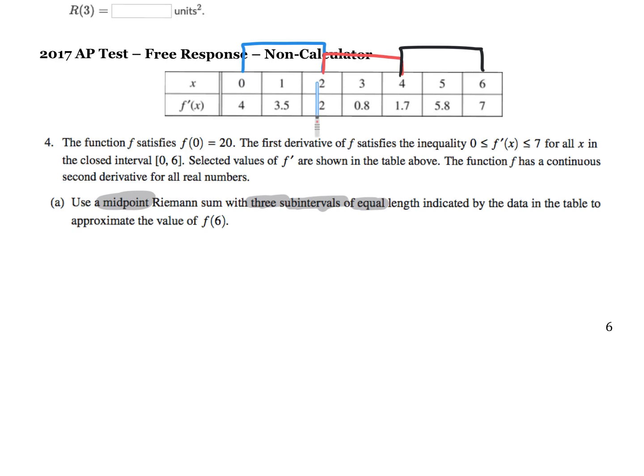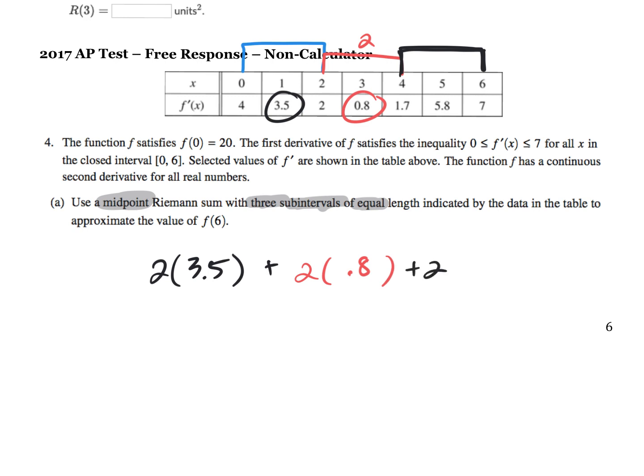2. To go from 0 to 2, the base would be 2. The middle height: the middle one is between these two. The middle height would be 3.5. My red rectangle has a base of 2. The middle height is 0.8. Well done. My black rectangle has a base of 2 and a middle height of 5.8. Are we done? Yeah, did they ask for units? No, but they asked for the approximate value. And that's it.